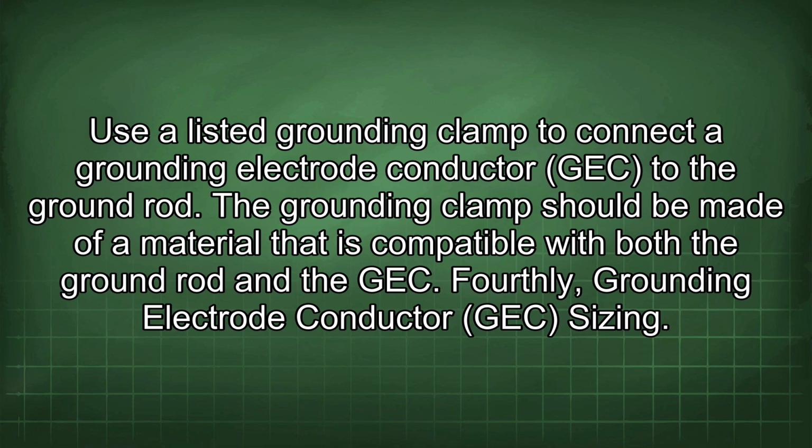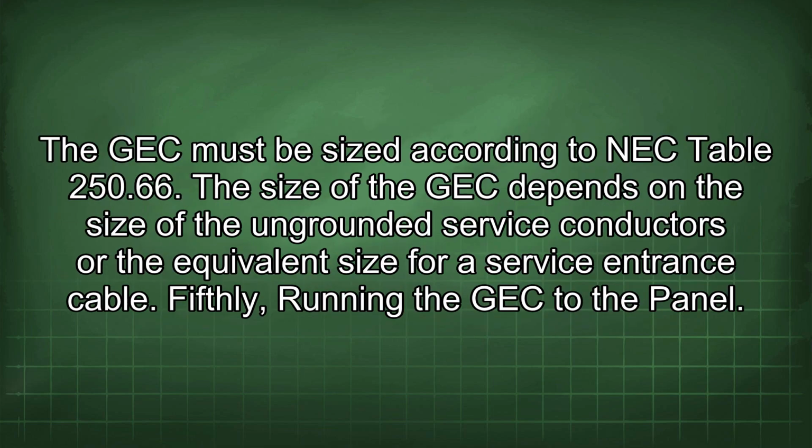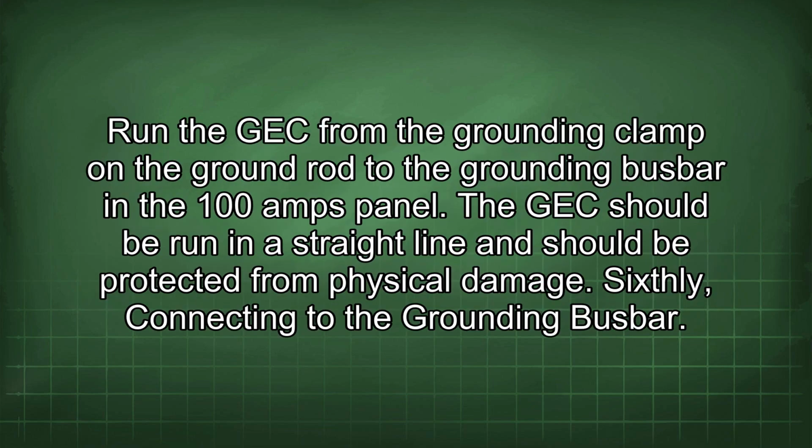Fourthly, grounding electrode conductor, GEC, sizing. The GEC must be sized according to NEC Table 250.66. The size of the GEC depends on the size of the ungrounded service conductors or the equivalent size for a service entrance cable. Fifthly, running the GEC to the panel. Run the GEC from the grounding clamp on the ground rod to the grounding busbar in the 100 amps panel. The GEC should be run in a straight line and should be protected from physical damage.